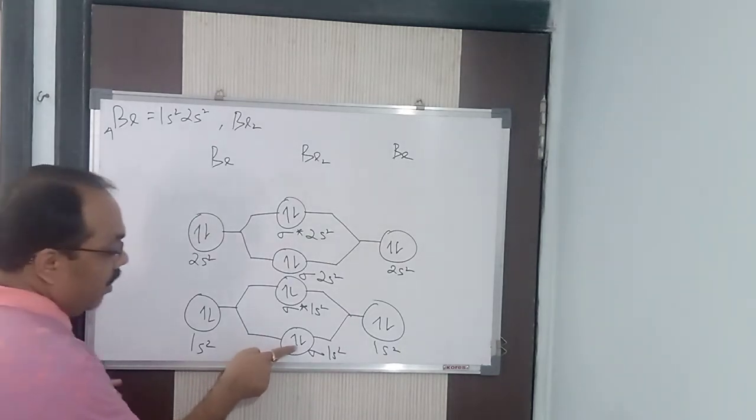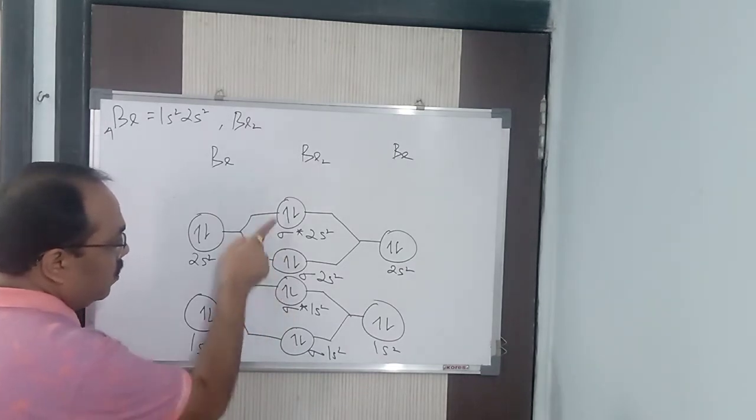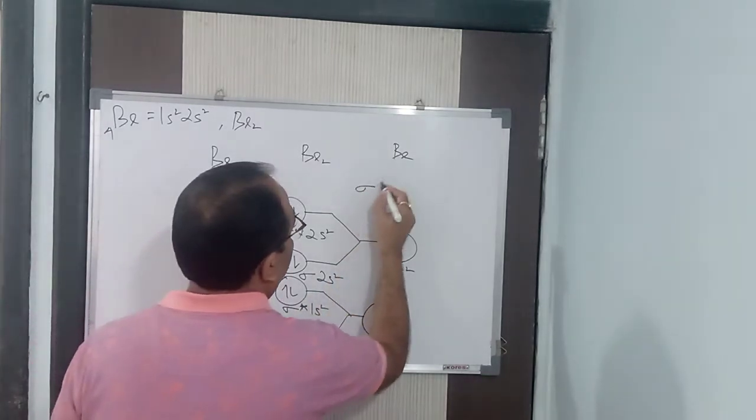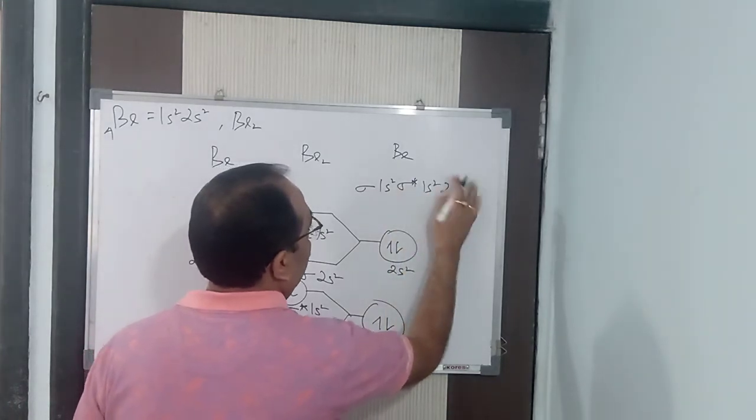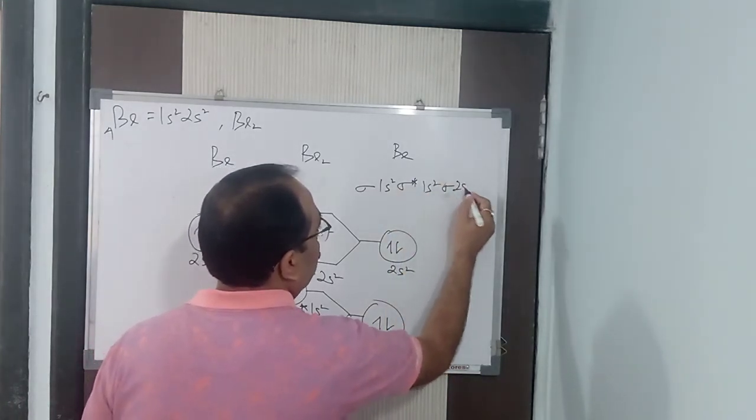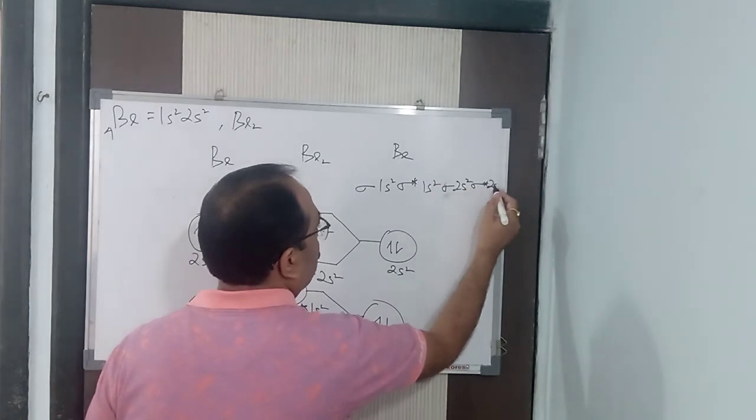Electronic configuration is sigma 1s2, then sigma star 1s2, sigma 2s2, sigma star 2s2. In this way: sigma 1s2, sigma star 1s2, then sigma 2s2, then sigma star 2s2.